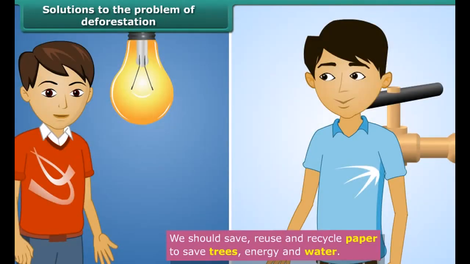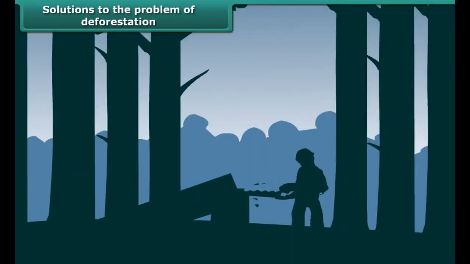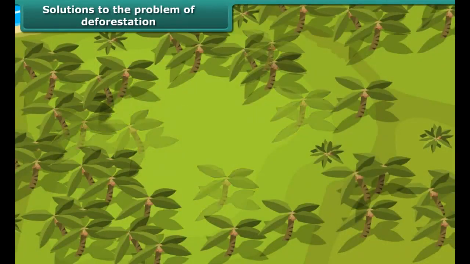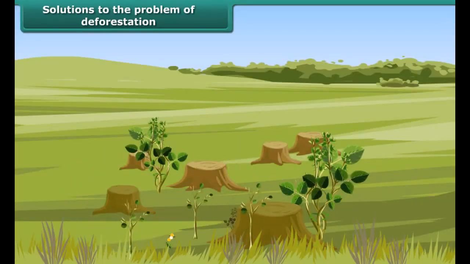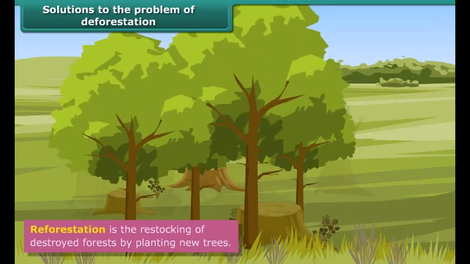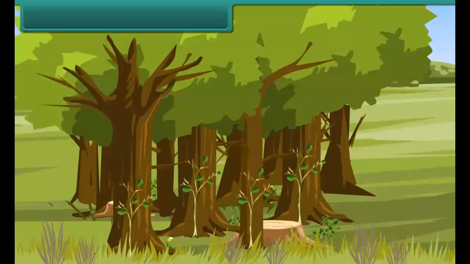Well said, Adam. But recycling paper is a measure just for controlling deforestation temporarily. Can you suggest any permanent solution to the problem of deforestation? Yes, it is reforestation. Reforestation is restocking of the destroyed forests by planting new trees. Students, here is an interactivity for you. Drag and drop the suitable options to their respective containers.